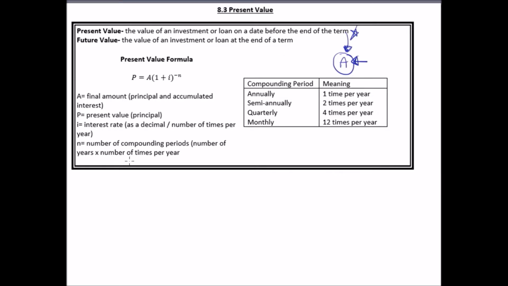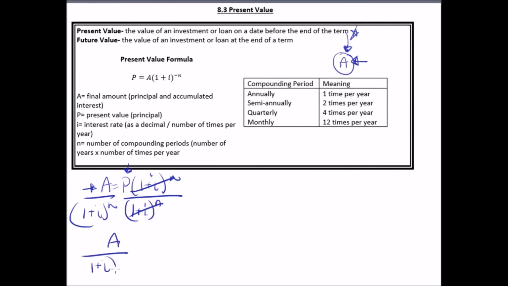So this is the present value formula. Let me show you where this comes from. We know the amount equals P(1 plus i) to the n, and that's to solve for the amount. But if we want to solve for the principal, like what principal amount do I have to put in, all we're doing is dividing both sides by (1 plus i) to the n. Right now, those cancel out. We have A over (1 plus i) to the n equals P.